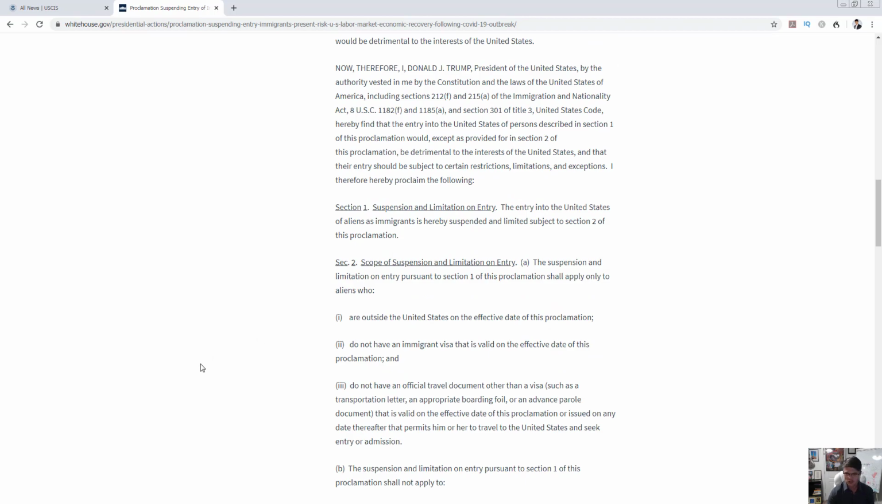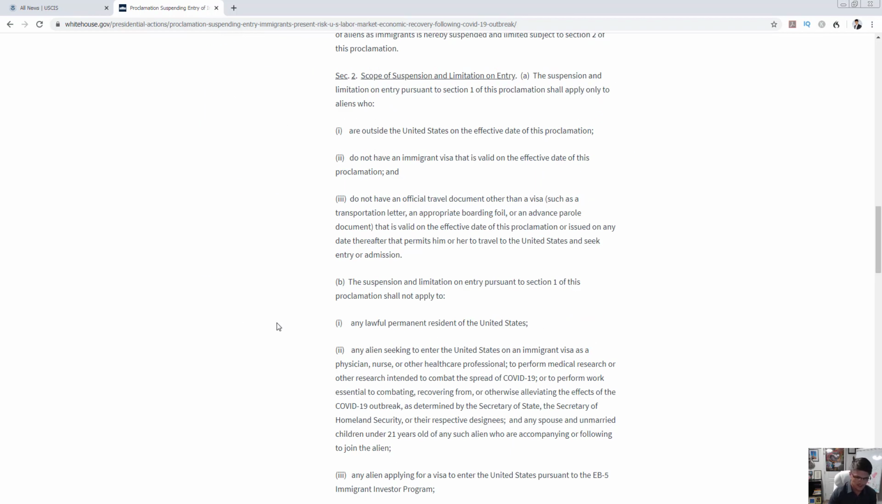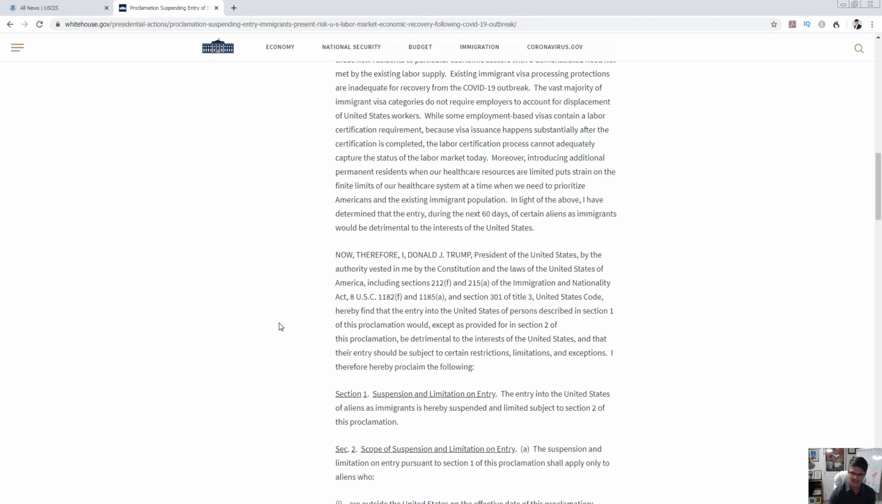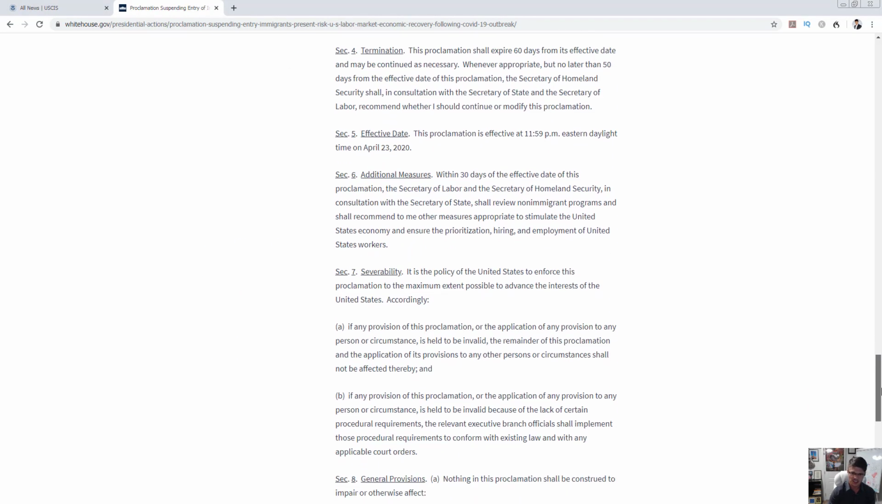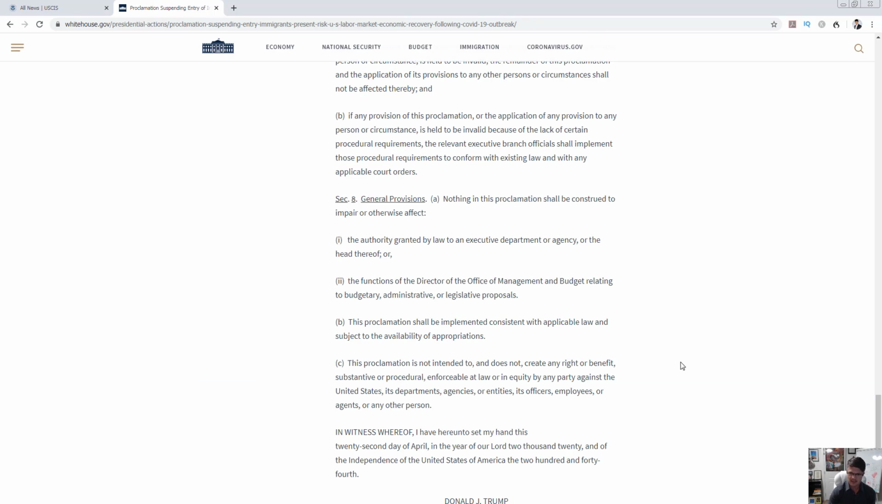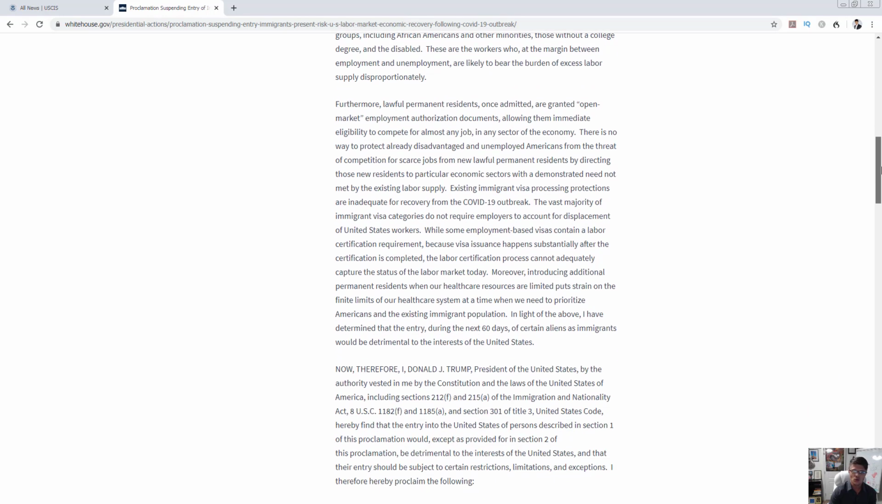This is not applicable to you. So this particular proclamation is for 60 days. It was issued on April 22nd, so it will expire automatically on June 22nd. Also there is a provision saying that within 30 days of the effective date of this proclamation, the Secretary of Labor and the Secretary of Homeland Security, in consultation with the Secretary of State, shall review non-immigrant programs and shall recommend to me other measures appropriate to stimulate the economy. So in 30 days we're going to have a review.